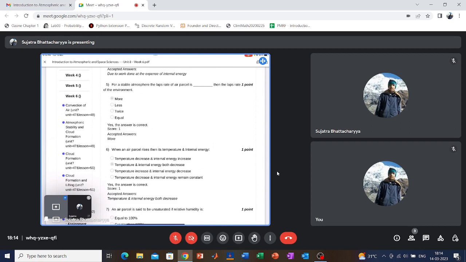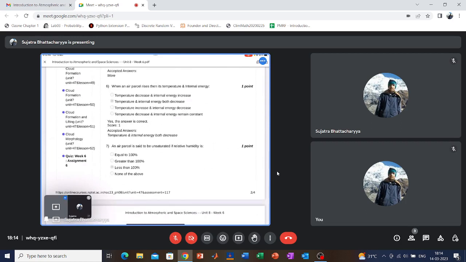Second option, temperature and internal energy both decrease, which is true. Temperature increases, internal energy decreases. Again, it cannot be possible. And temperature decreases, internal energy remains constant. No, this is not true. As I have already mentioned the process, what happens when the parcel goes up. Therefore, the correct option will be temperature and internal energy both decrease.